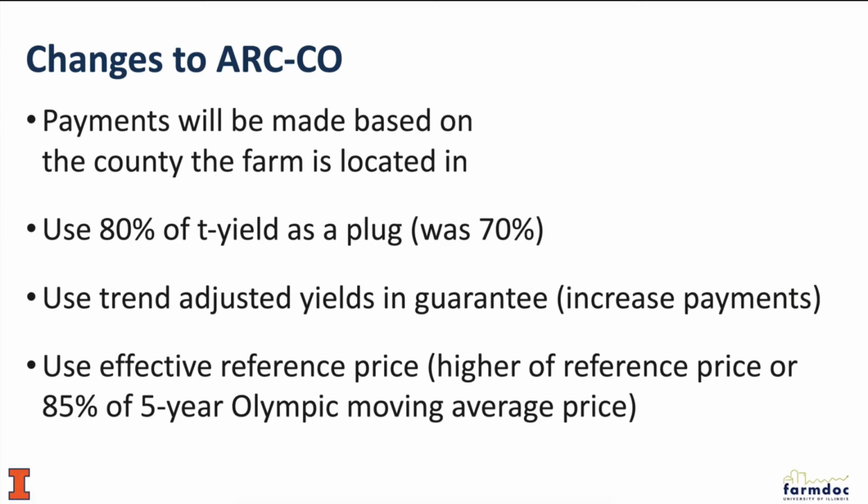And here's where we get percentages on top of percentages, which gets a little confusing. If the 85% of the 5-year Olympic moving average price that's used as the escalator for the PLC program should bump up the reference price in PLC, that will also increase the plug price used in Ark County. So any year in the 5-year Olympic moving average that's below it would be using that higher effective reference price. So that component works across both programs. But in PLC, it's the trigger. In Ark County, it's part of the revenue calculation to get to the guarantee at 86%.